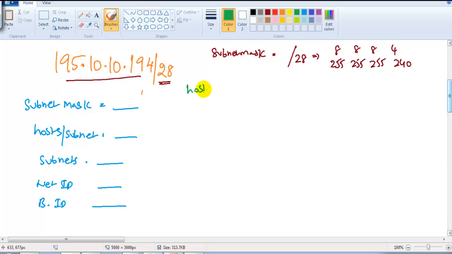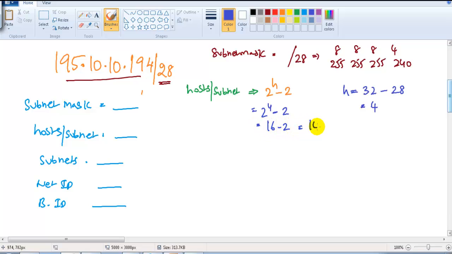And how many hosts per subnet? We can do this a little bit faster because we did some basic examples in our previous video. The hosts per subnet will be 2 to the power of h minus 2. First I need to find the h value, so I subtract the /value, that is 28, from the total bits of 32. It's going to be 4. So the size of the network is 2 to the power of 4 minus 2, which is 16 minus 2. So 14 will be the answer. 14 is your valid host addresses.